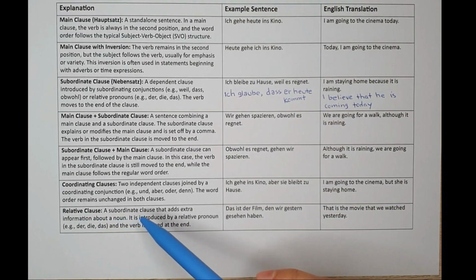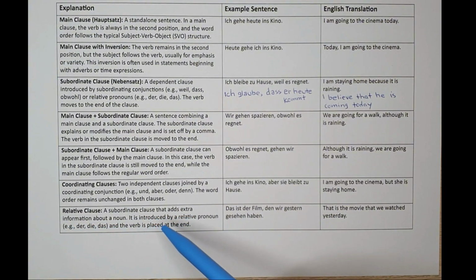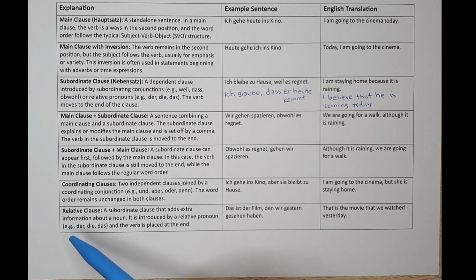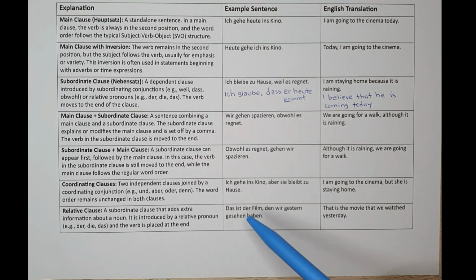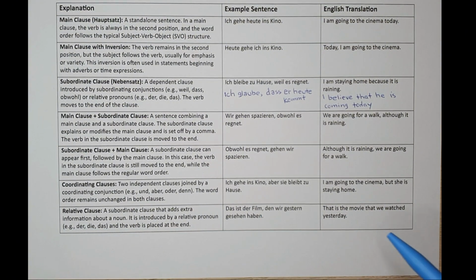Relative clause. A subordinate clause that adds extra information about a noun. It is introduced by a relative pronoun, for instance, der, die, das, and the verb is placed at the end. Das ist der Film, den wir gestern gesehen haben. That is the movie that we watched yesterday.